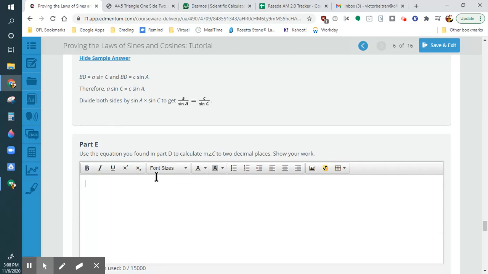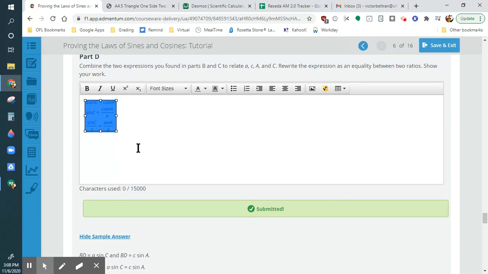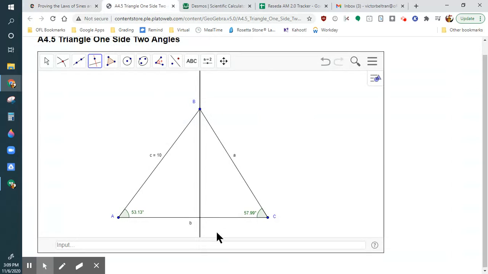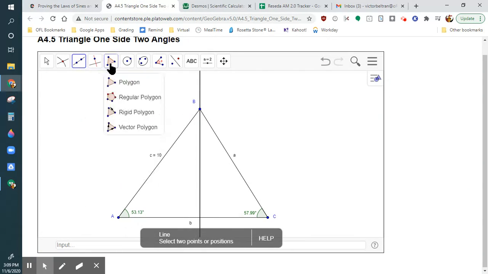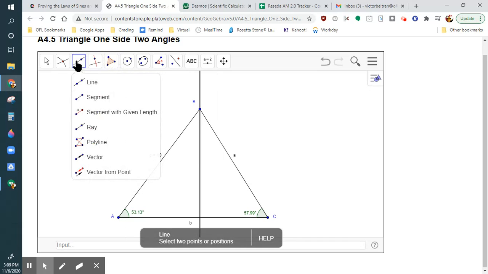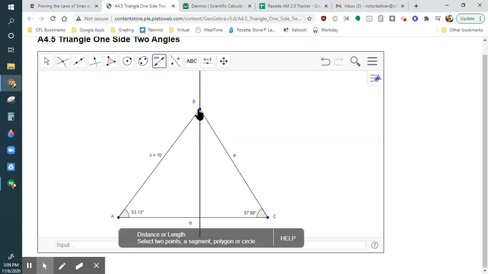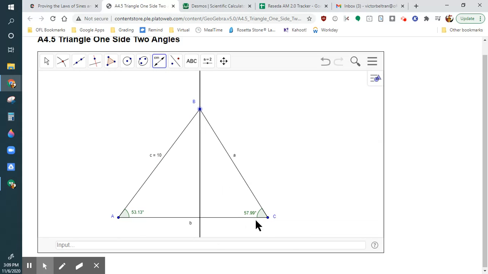Use the equation in part D. Okay, we don't have part A, so thanks for that. I guess they're assuming we have part A, but we haven't solved for part A. They never told us to solve for part A. Hashtag not bitter at Edmentum for bad directions.